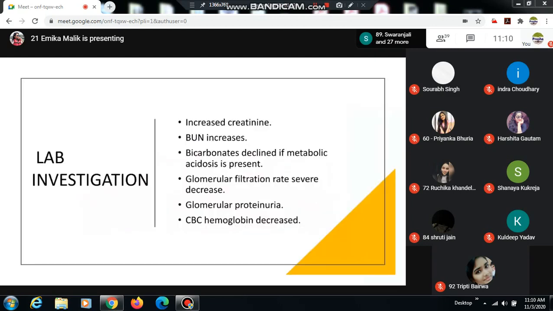And now lab investigation of chronic renal failure: increased creatinine, BUN level increases, bicarbonate declines if metabolic acidosis is present, glomerular filtration rate severely decreases, glomerular protein is seen, and hemoglobin decreases.